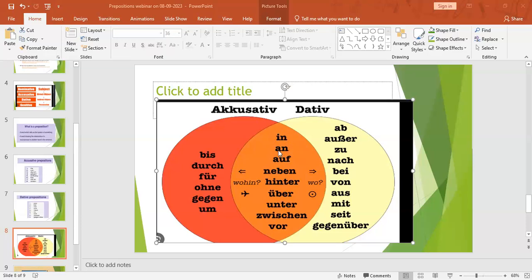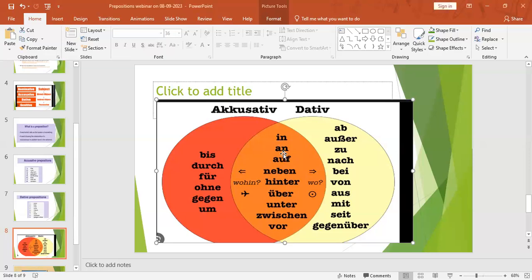So an is when you want to talk about the vertical position of the object. Auf is like on in English. For example, the pen is on the table. Der Kuli ist auf dem Tisch. Auf is nothing but like on. Neben is very clear: neben means near. Hinter means behind. Über means above. Unter means under. Zwischen means between. Vor means in front of.